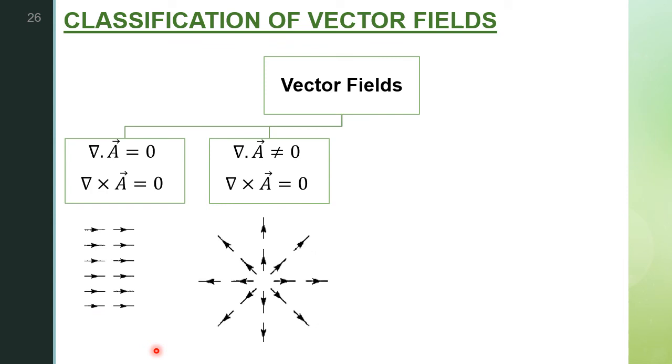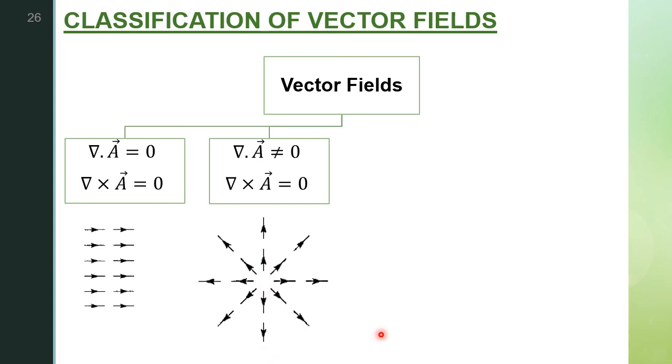The next case is the one in which the value of divergence is not equal to 0 but the value of curl is 0. When you consider a point inside this, the field is diverging away from that point. That means it has a certain value of divergence. But when you consider a point at the center, it is not rotating. Therefore, the curl is equal to 0. So this field is an irrotational vector, but it is not solenoidal.